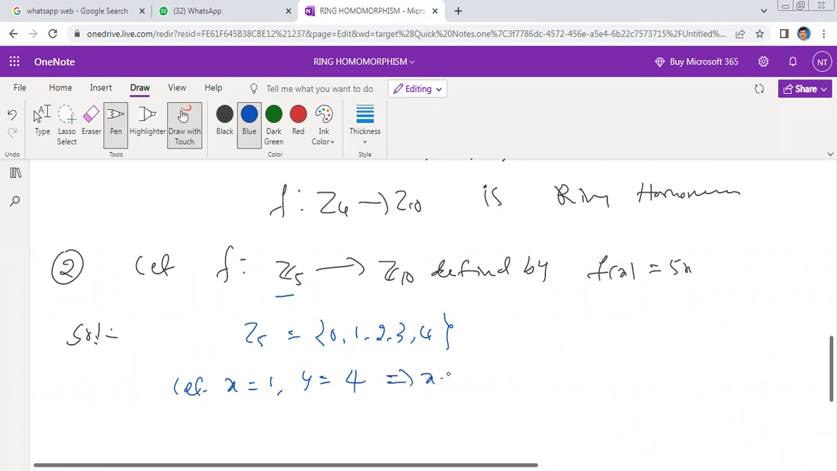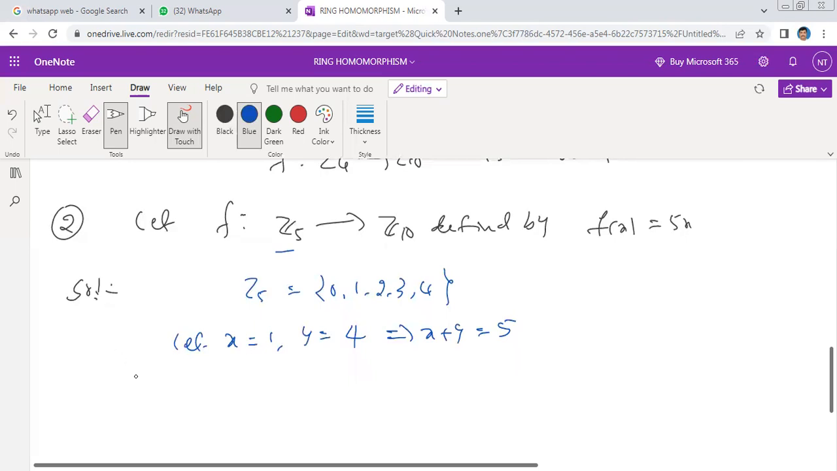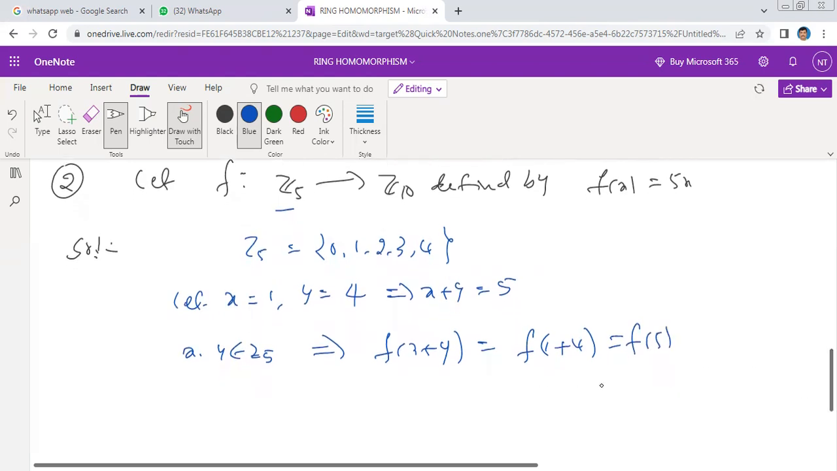Therefore x plus y is equal to 5. Now x, y belong to Z5. Therefore f of x plus y is equal to f of 1 plus 4, which is f of 5. What is the f of 5 value? What is meant by 5? 5 is nothing but 0.